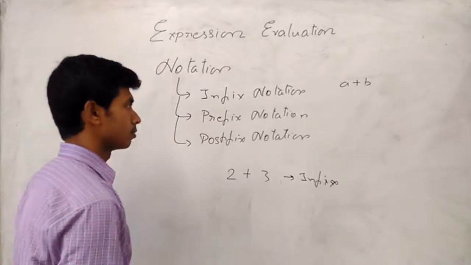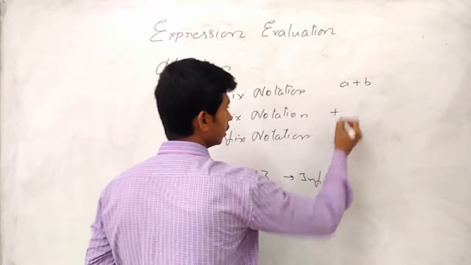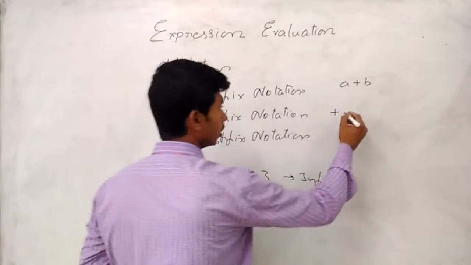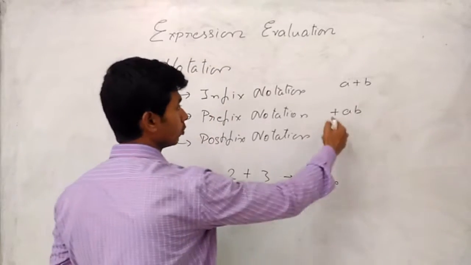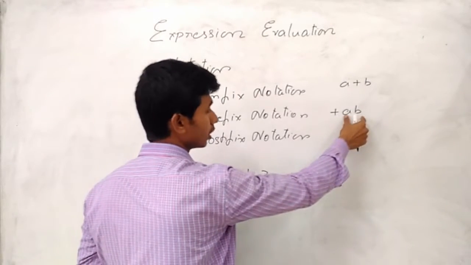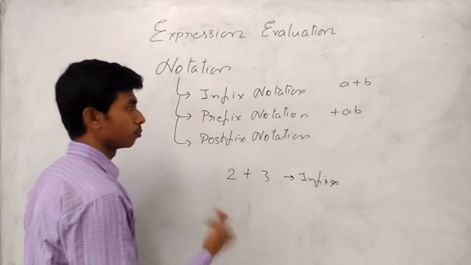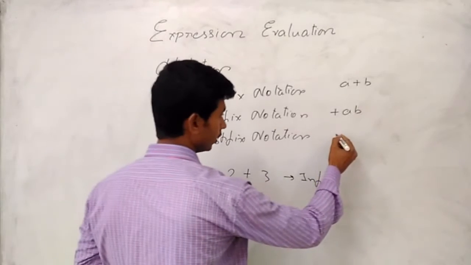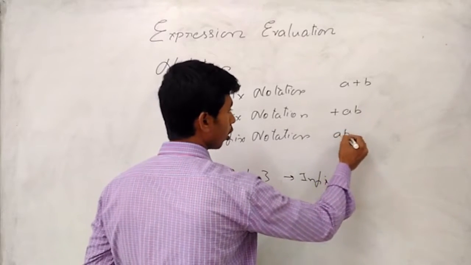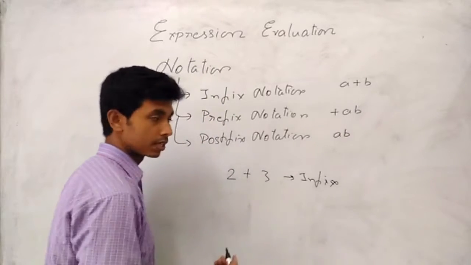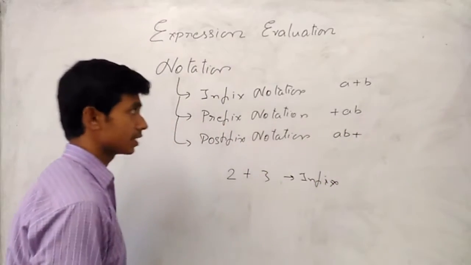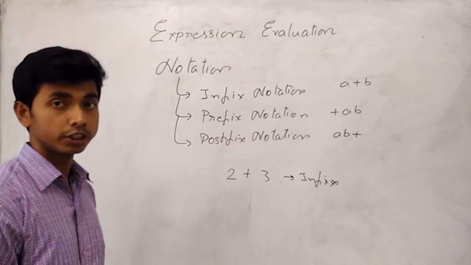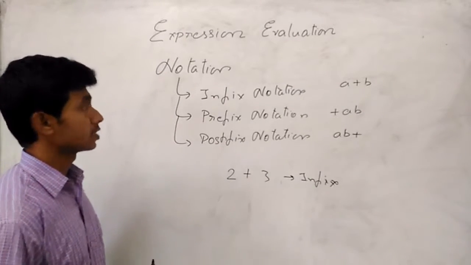In prefix, it is similar: the operator is in front of the operands, so plus A B, where we put the operator in front of the operands. And in postfix notation, it is just the opposite. We place the operands first, and after that we place the operator. So these are the three basic notations through which we can express an expression.